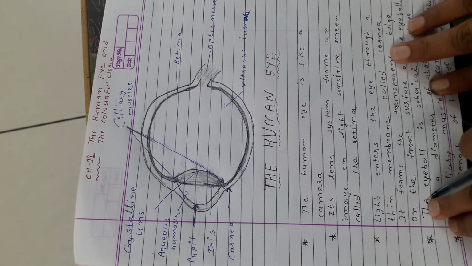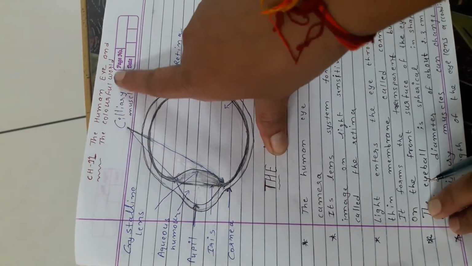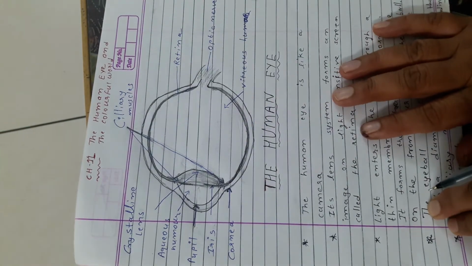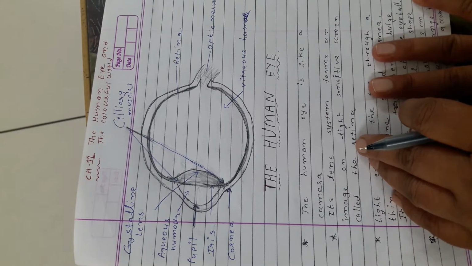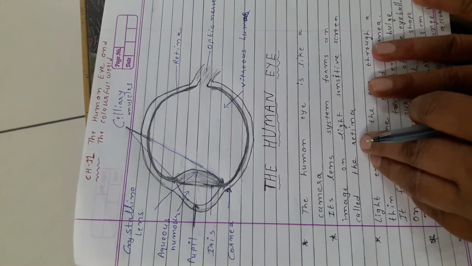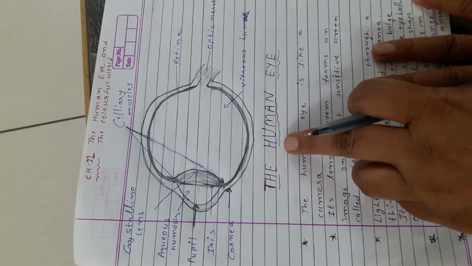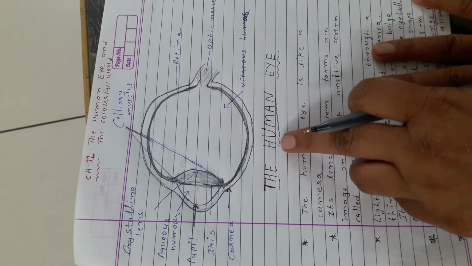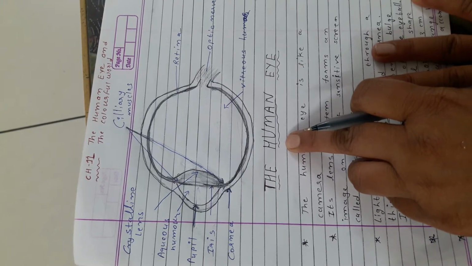Today I will explain to you chapter number 11, the human eye and the colorful world. Now we know that the human eye is a very important part of our body. Without the eye we cannot see the things around us, so the eye is an important part of our body, and we can see the beautiful world around us.